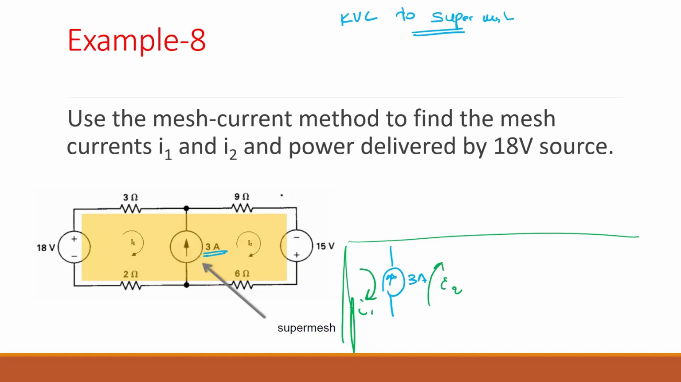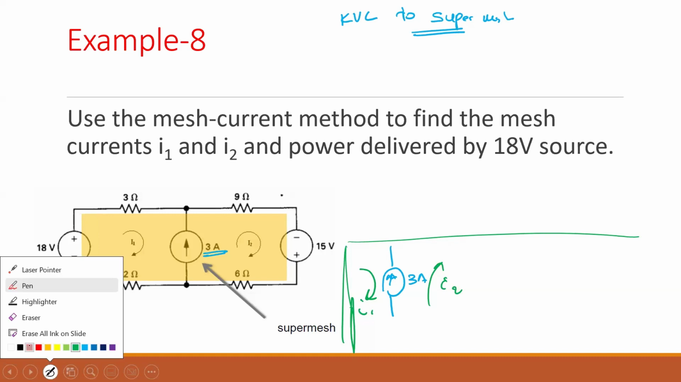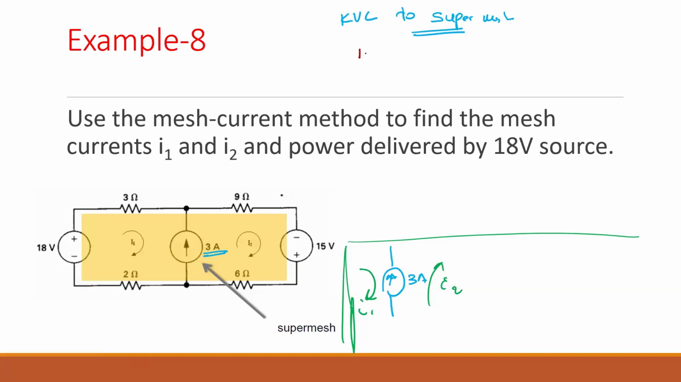Yeah, I think I've got it. Okay, that's good. So when you apply KVL, negative 18 plus, you can add these two if you want to, because they are only for I1. So you can say 5I1 plus 9 plus 6 is 15I2 minus 15 equals 0. Is that what you got? Yeah, I got the same. Okay.